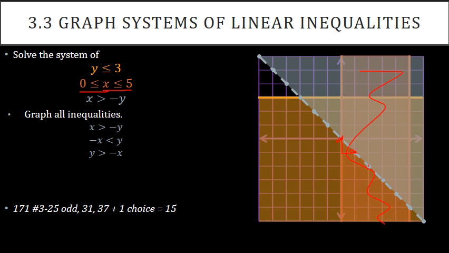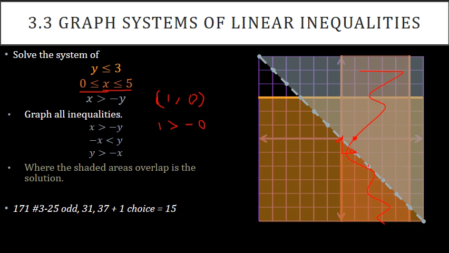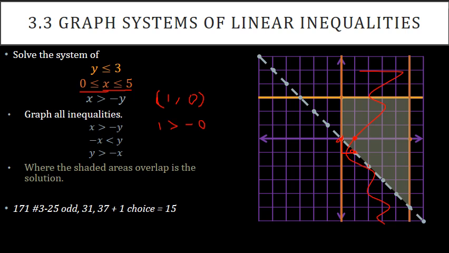And if we pick a test point of, say, 1, 0, can't use 0, 0 because our graph goes through it, we would end up with 1 is greater than negative 0. That's true. So we will shade the side with 1, 0 on it. Solution is where the areas overlap. So that part there is the solution.